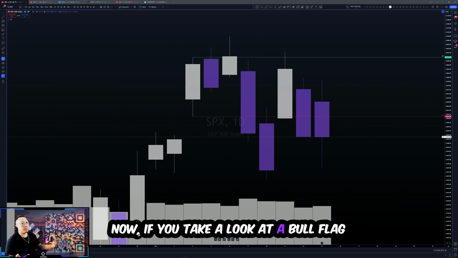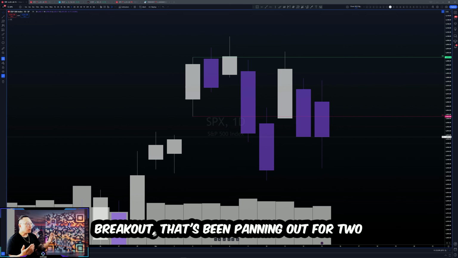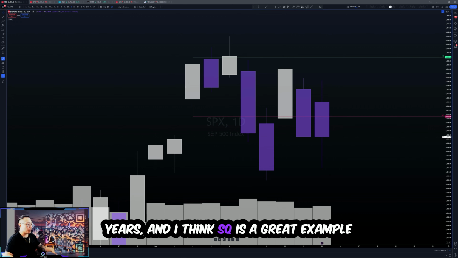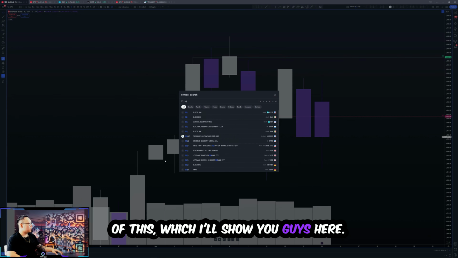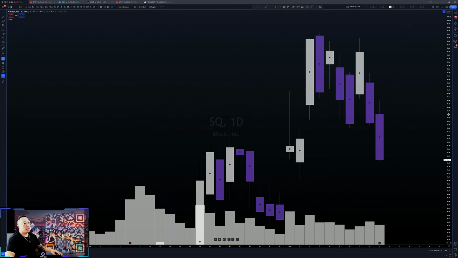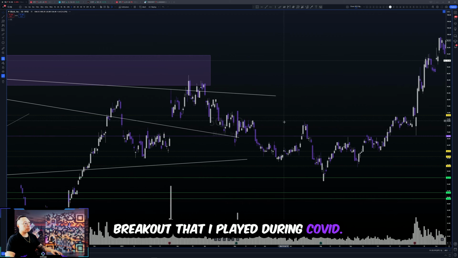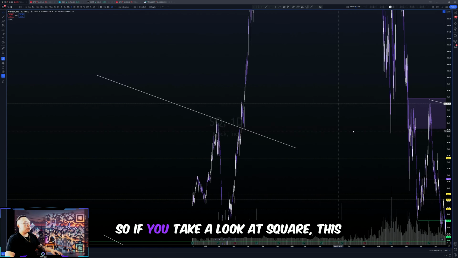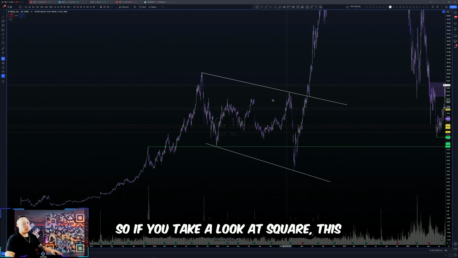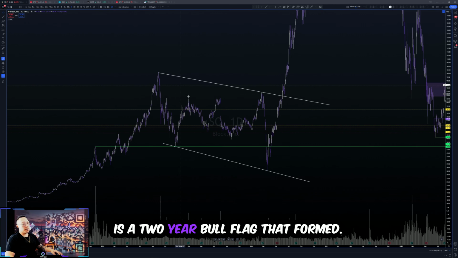Now, if you take a look at a bull flag breakout that's been panning out for 2 years, and I think Square is a great example of this, which I'll show you guys here. Square is a great example because this is a bull flag breakout that I played during COVID. So if you take a look at Square, this is a 2-year bull flag that formed.